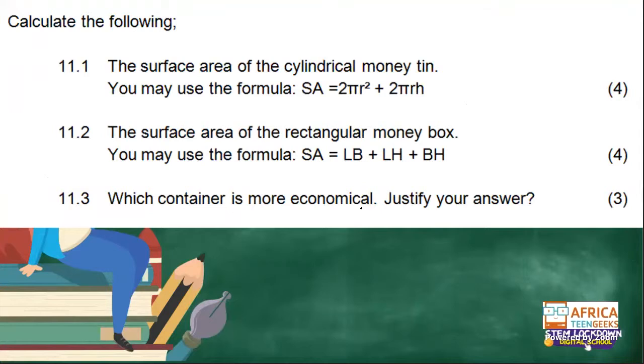Now, the first question. Calculate the surface area of the cylindrical money tin, right? What is the surface area of the money tin? Given the formula, surface area is equal to 2 pi r squared plus 2 pi r h.